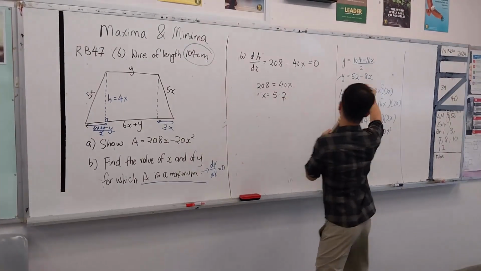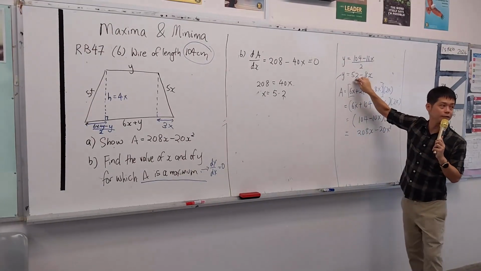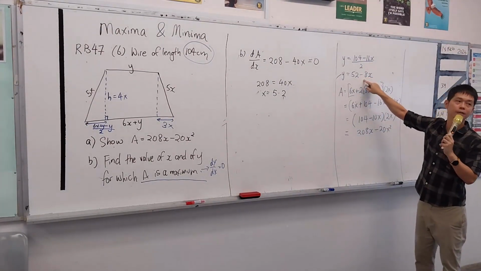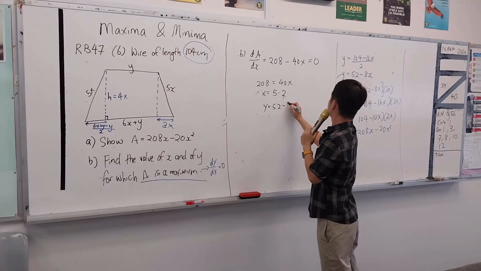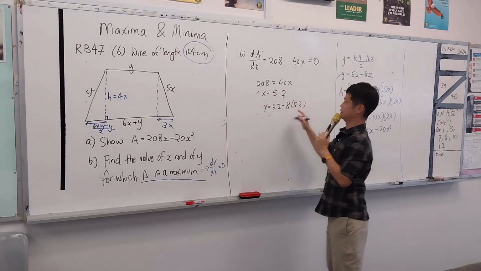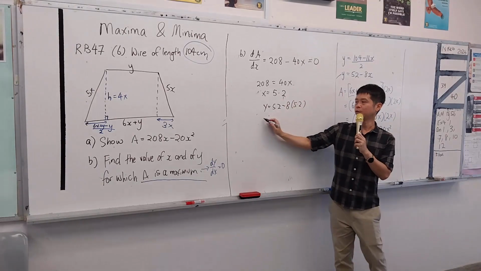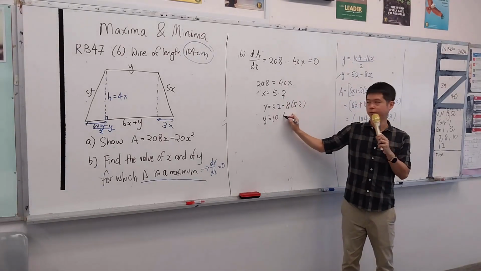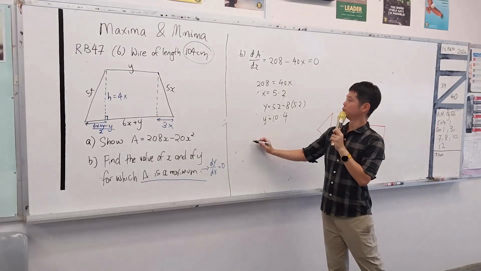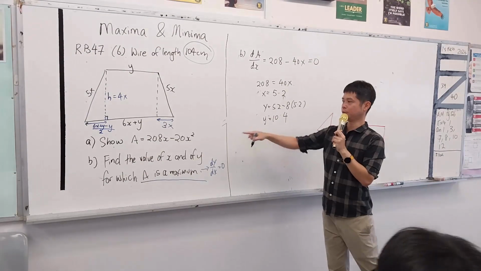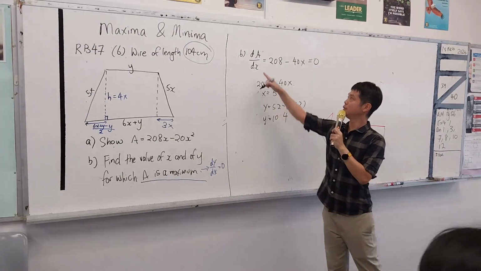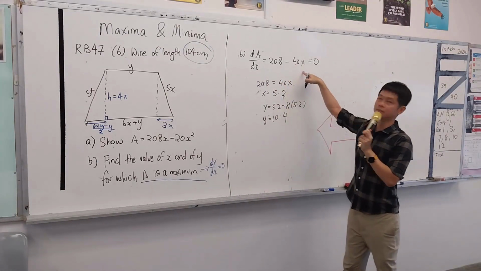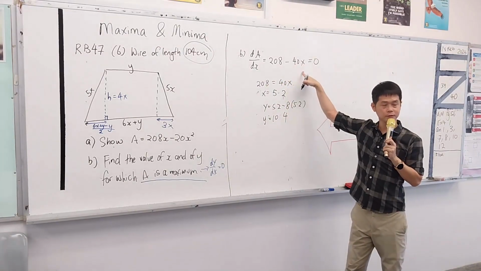I need to find the y. Let's find an equation with a y inside. Then this one. There's a y here. So just sub in here. I need the y. So y equals 52 minus 8x. With the new x now, y equals 10.4. So for the area, it was this equation. dA/dx is this equation.